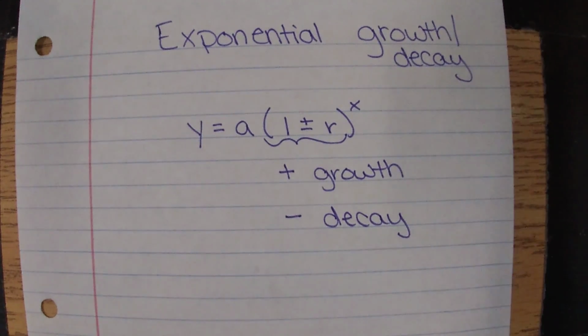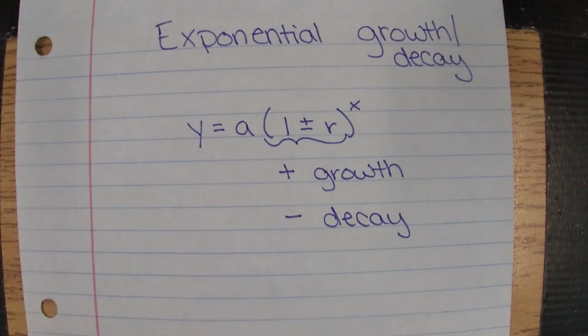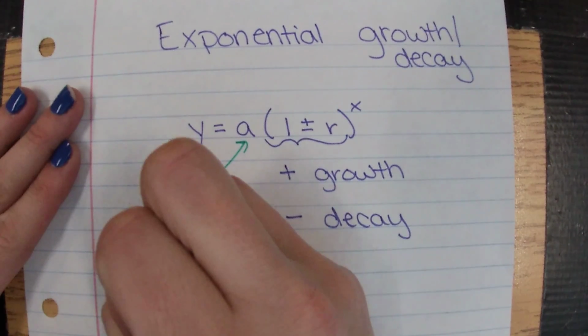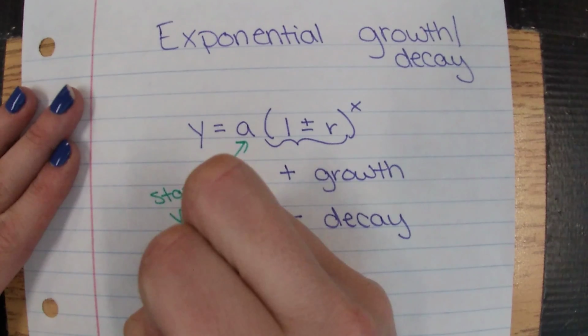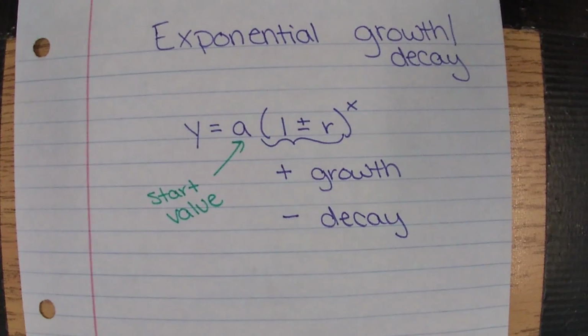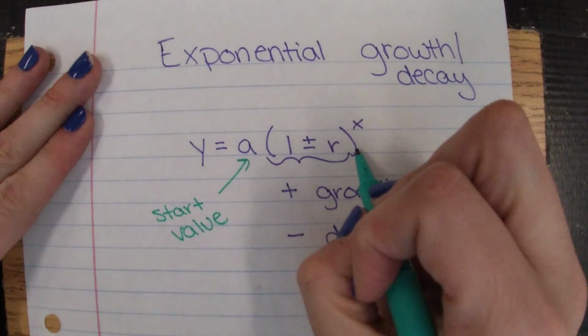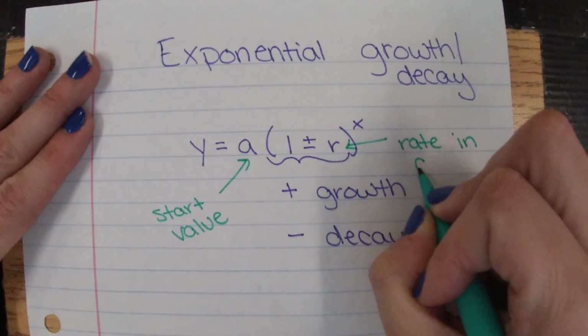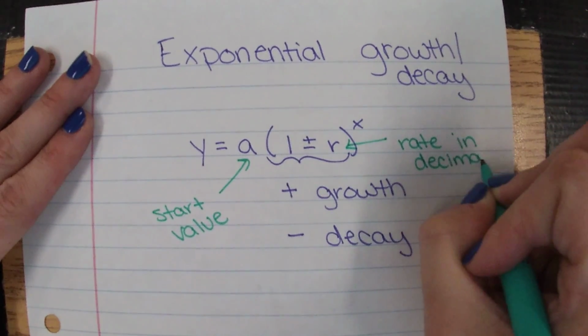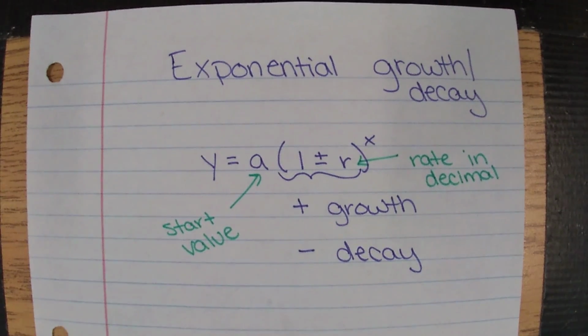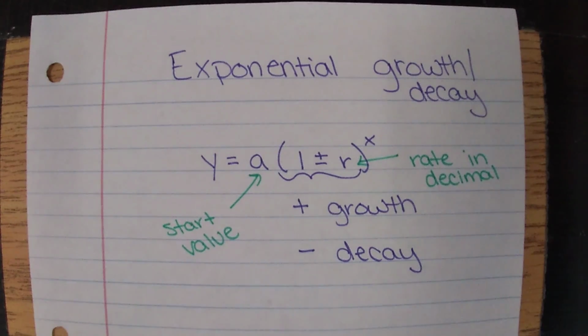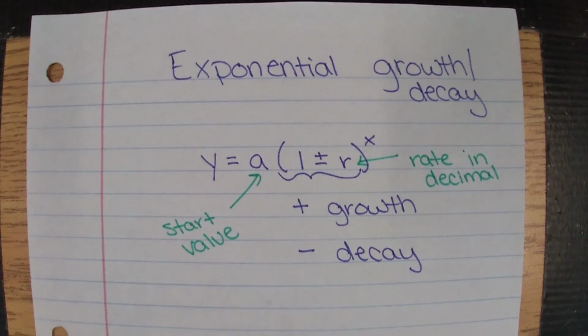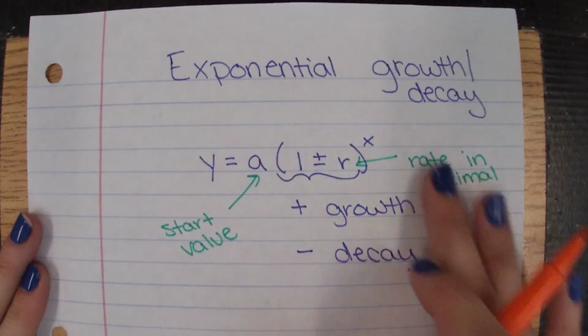The a value that we see in front of the parentheses is always our starting value. It's the initial amount, depending on what the problem is dealing with. And our r is going to be our rate in decimal form. A rate is a percent most of the time, and we want that to be in decimal form. So when we are writing an equation, this is the information that we'll need.